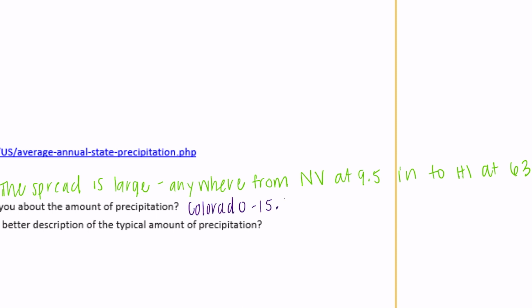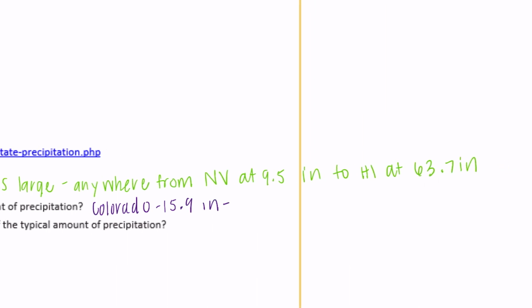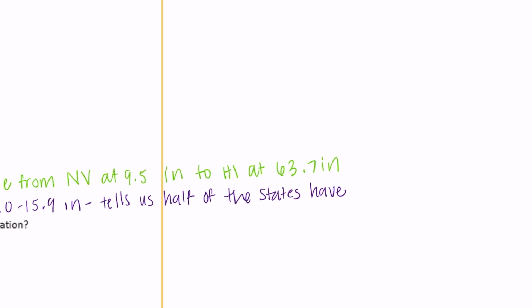at 15 9/10 inches. So what does that tell us? It tells us half of the states have greater than 15 9/10 inches and half have less than 15 9/10 inches.